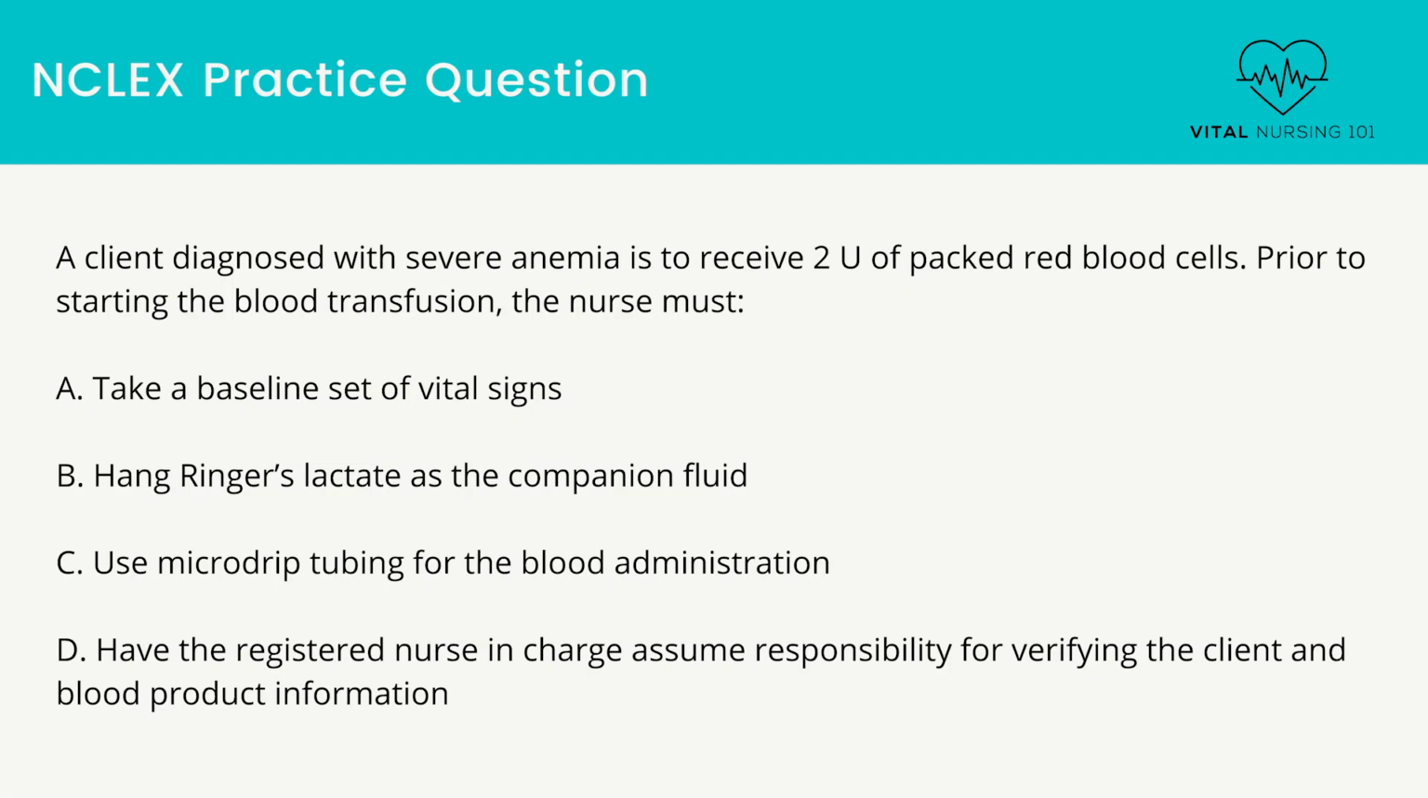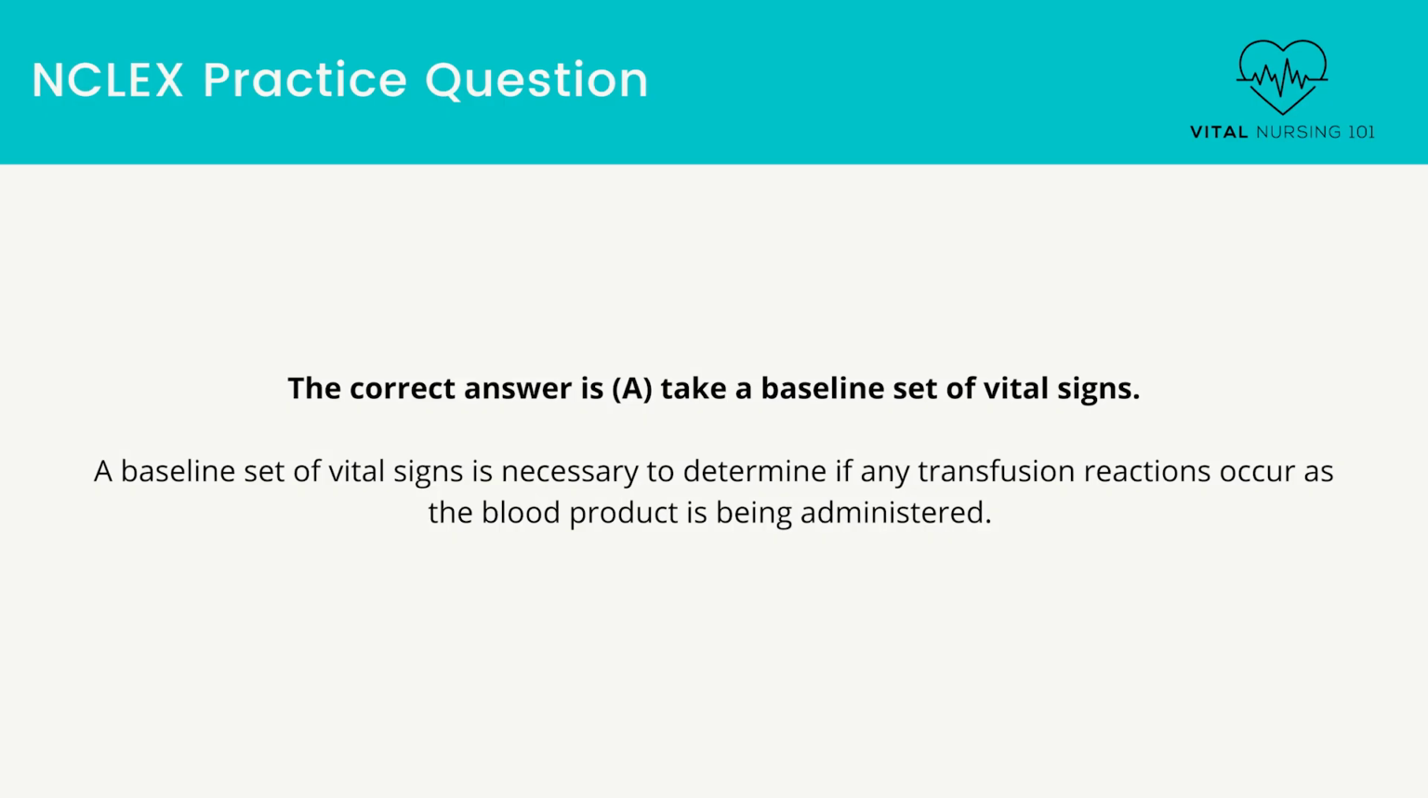A client diagnosed with severe anemia is to receive 2 units of packed red blood cells. Prior to starting the blood transfusion, the nurse must take a baseline set of vital signs. Hang Ringer's lactate as the companion fluid. Use microdrip tubing for the blood administration. Have the registered nurse in charge assume responsibility for verifying the client and blood product information. The correct answer is take a baseline set of vital signs. A baseline set of vital signs is necessary to determine if any transfusion reactions occur as the blood product is being administered.